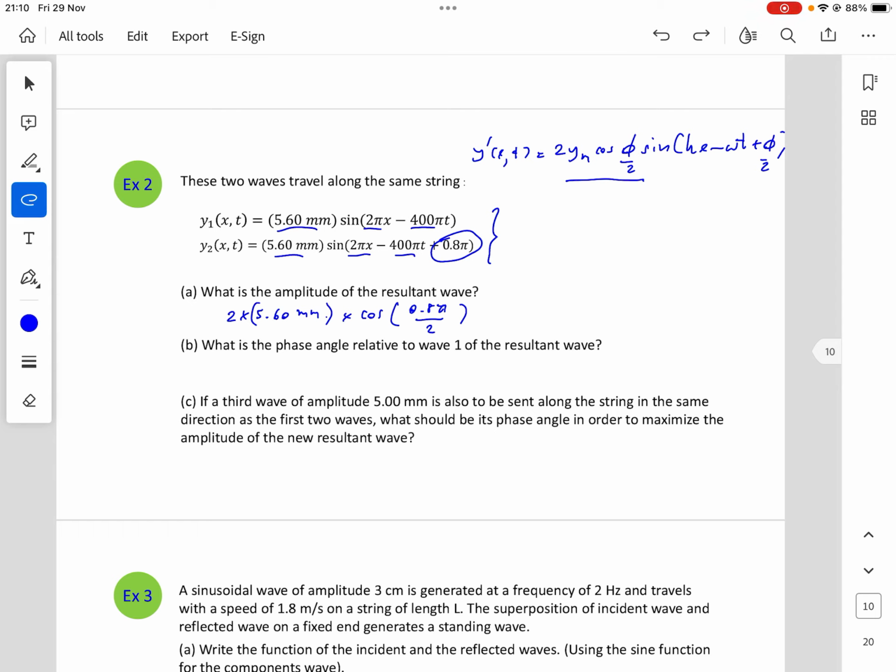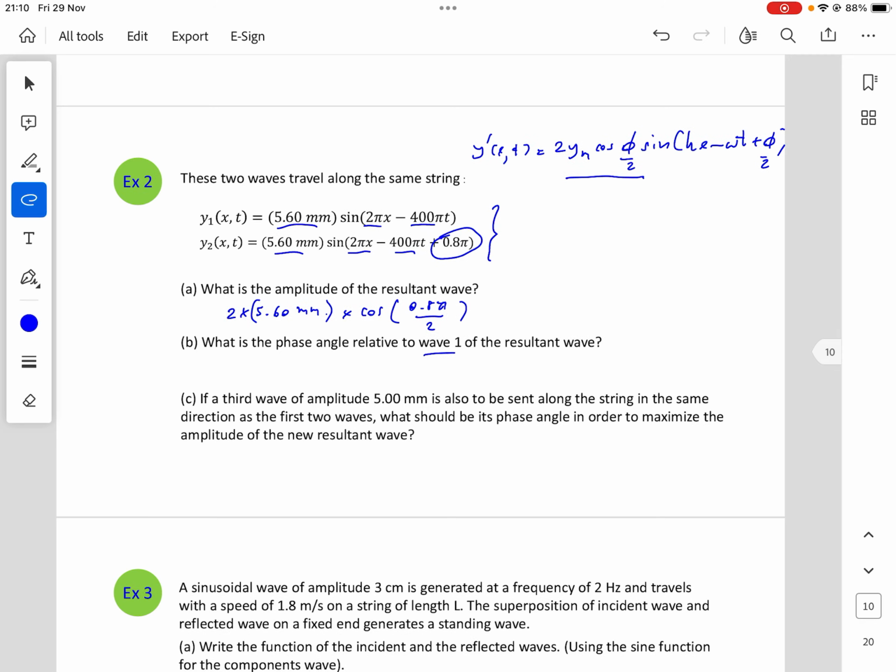And what is the phase angle of the resultant wave relative to wave 1? Because wave 1 has no phase constant, right? Or you can say that wave 1 has a phase constant of 0. So the difference should be this one: phi divided by 2, or 0.8 pi divided by 2, which is 0.4 pi.